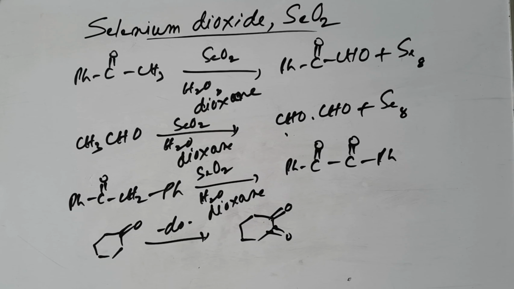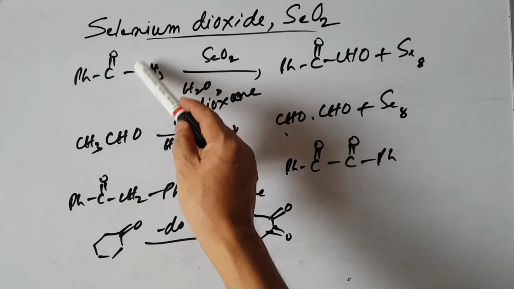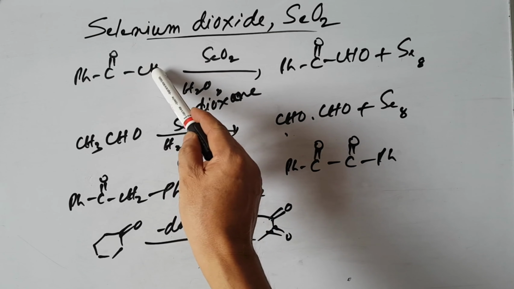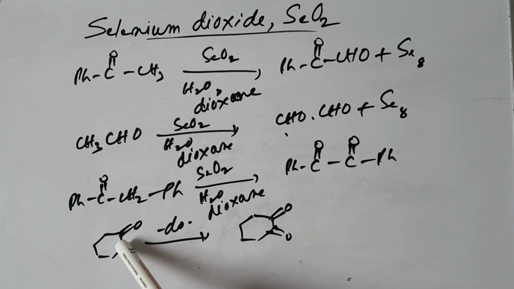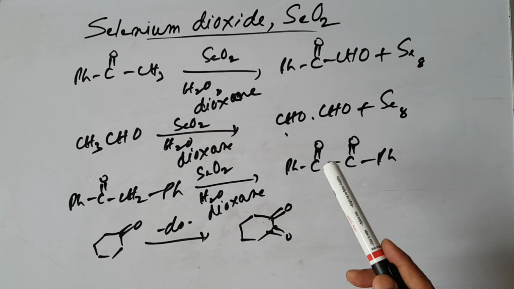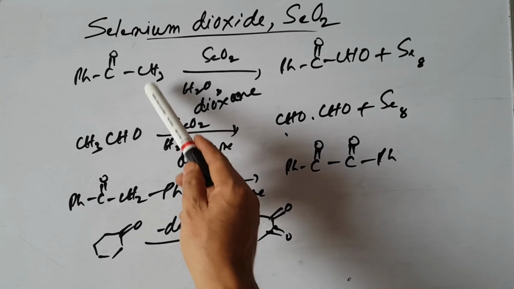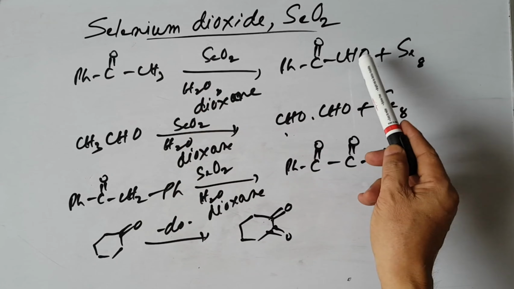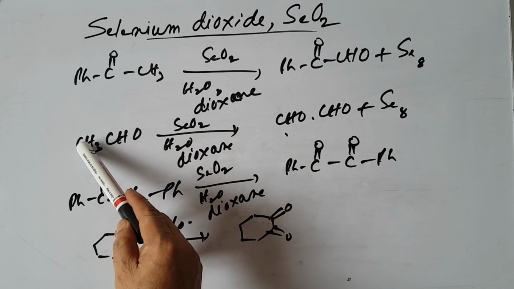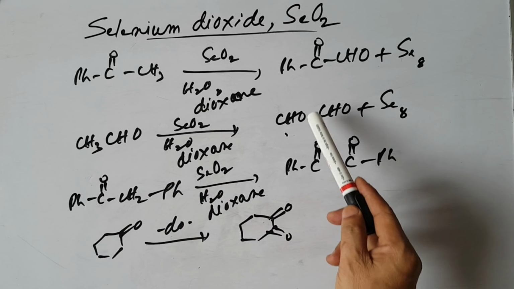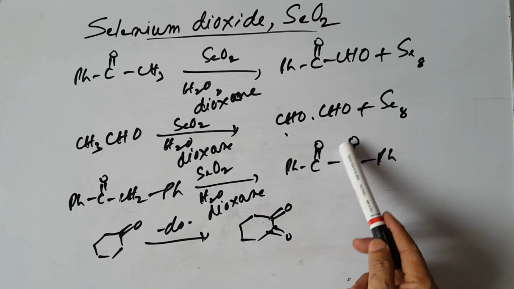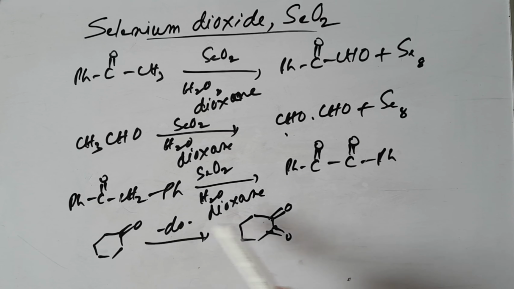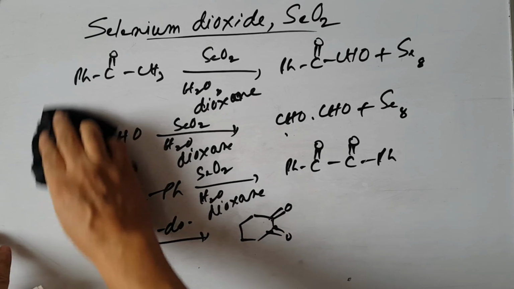So I'm repeating again that these are reactive methyl groups. Here also reactive methyl groups and reactive methylene groups. And reactive methylene groups are oxidized to the carbonyl groups. So here reactive methyl groups are oxidized to aldehyde group. Here also reactive methyl group oxidized to aldehyde group, and here reactive methylene group converted to ketonic group. Here also reactive methylene converted to ketonic group. So let's see the mechanism of the selenium dioxide oxidation.